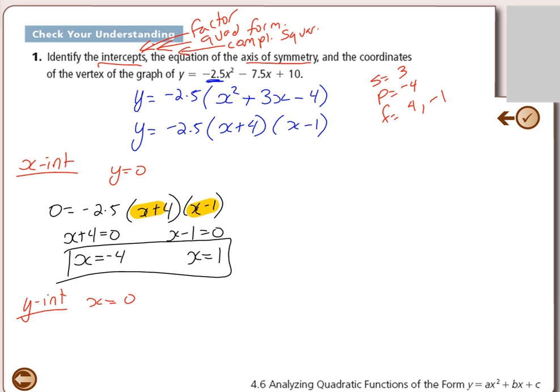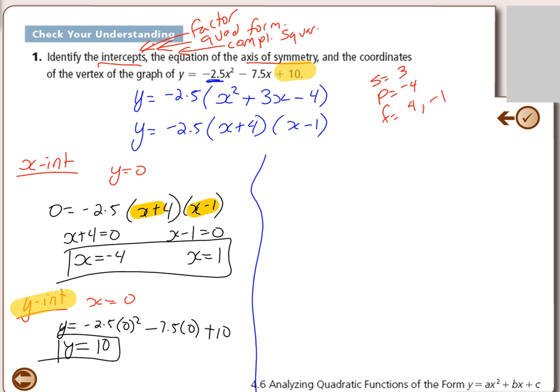Now the next one, the y-intercept. The y-intercept is when x equals 0. Well, I could either use the factored form, or I could go back to the original standard form. I'm going to use the standard form. So y equals negative 2.5 times 0 squared, minus 7.5 times 0, plus 10. Oh, wait a minute. I could have just picked it straight off. We remember that the constant of this form is the y-intercept.